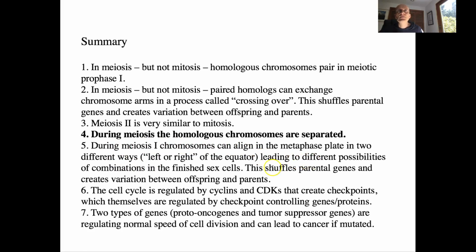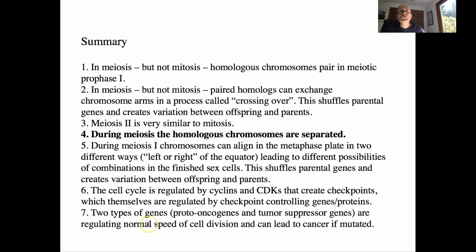That also leads to different possibilities of combinations, and the shuffling of parental genes creates variation between offspring and parents. See that this sentence is the same as this sentence. In this case, that shuffling occurs because of the different orientation in metaphase. Here it's due to the crossing over process. So two different processes can lead to variation. And then finally, I said that the cell cycle is regulated by cyclins and CDKs that create these checkpoints, which themselves are regulated by checkpoint controlling genes and the proteins that they encode, of course.